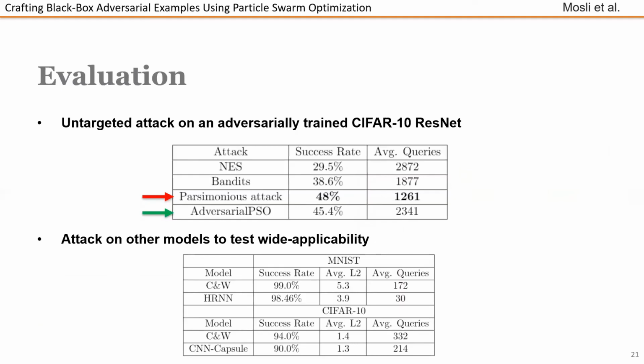We also test the attack on a model hardened using adversarial training, which was provided by Madry Labs. In this setting, AdversarialPSO outperformed both NES and bandits and closely trails the parsimonious attack. We also test the attack on other publicly available models trained on CIFAR-10 and MNIST to test its wide applicability. The attack was consistently successful on all models and datasets.